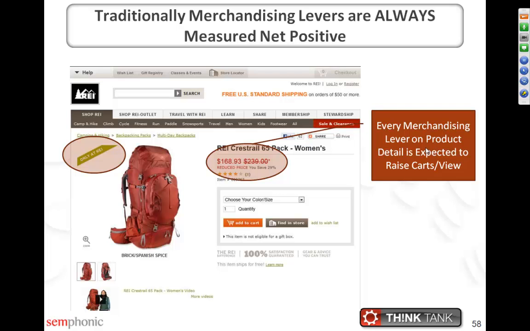What's interesting about this is that it changes the nature of analysis. In other words, if I think about a product detail page, every time I add a merchandising lever to this page, I'd expect to see at worst a net zero impact on sales. And in most cases, I'd expect to see some positive. If I add a discount to a page, I sure as heck expect to sell more of this product, right? But even if I add a little thing like "only at REI," I expect to see some incremental benefit from that. And at worst, what I don't expect to see is any net reduction.